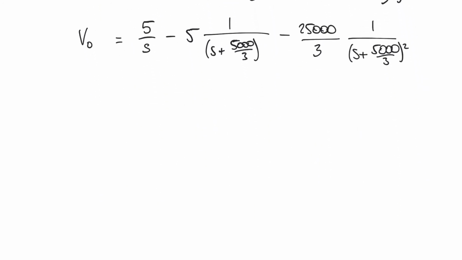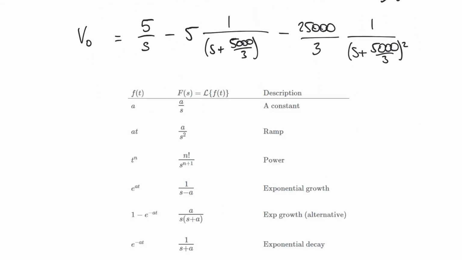And now we can apply the inverse transform to these different terms. 5 over s we said was a constant, and so it's just going to be a constant of 5.